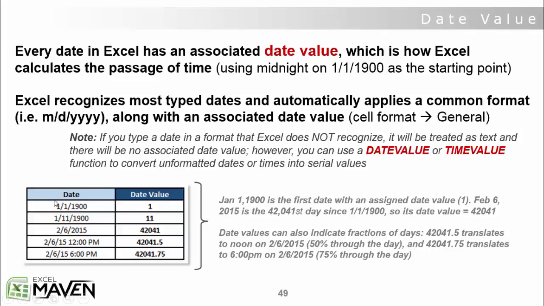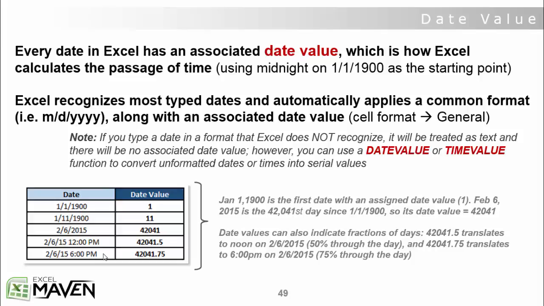So looking at some examples down here, again, January 1st, 1900 is date 1, so the date value equals 1. 10 days later, on the 11th in 1900, would have a date value of 11. February 6th is 42,041 days after January 1st, 1900. And these date values don't have to be whole numbers. In fact, 42,041.5 equates to noon on February 6th, whereas 42,041.75 equates to 6 p.m., which is 75% of the way through the day.